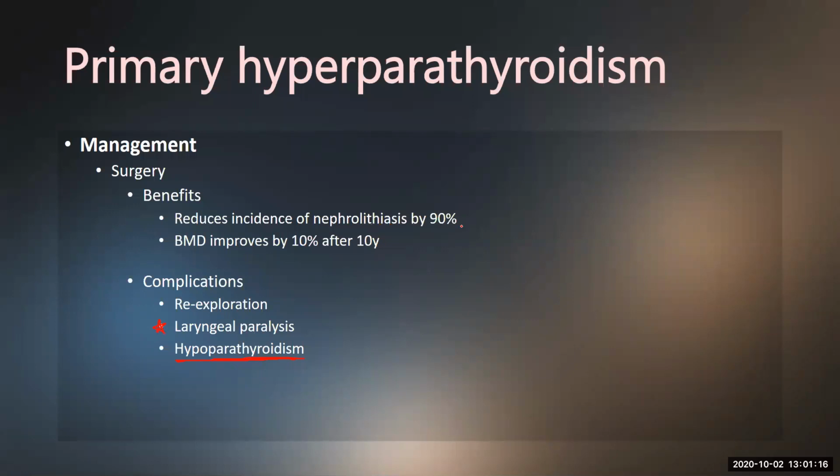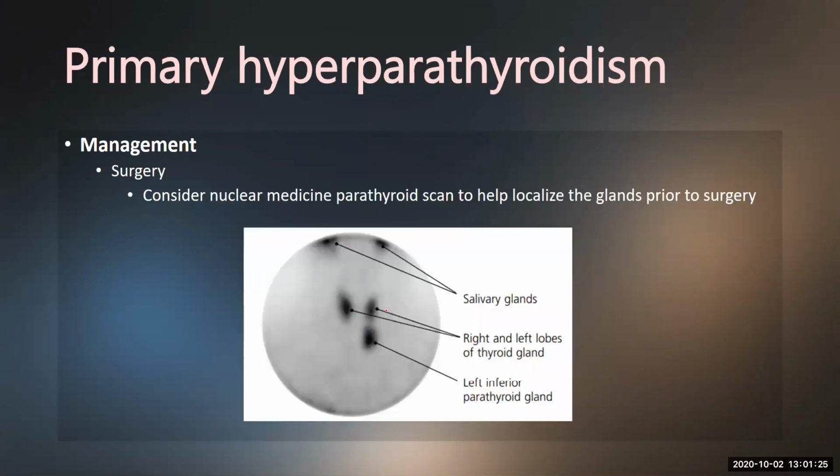Benefits: reducing the incidence of nephrolithiasis. So these patients have recurrent kidney stones. That's the benefit of surgery. And if they have osteoporosis, after about 10 years, you can see some improvement with it. This is that image I was telling you about. So you can see the thyroid here, but this is that nodule, that adenoma that they're seeing in that inferior thyroid gland. So you can use this sestamibi scan to help the surgeons localize that gland before they actually have to do surgery.